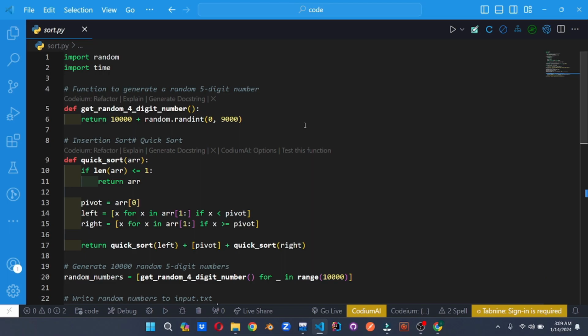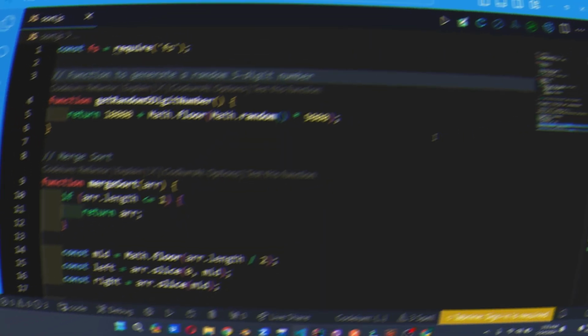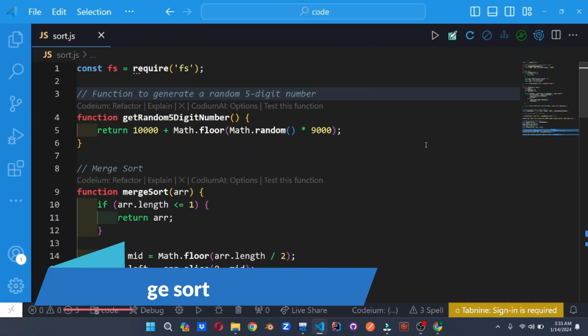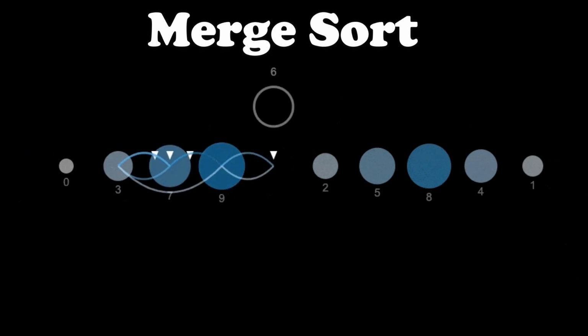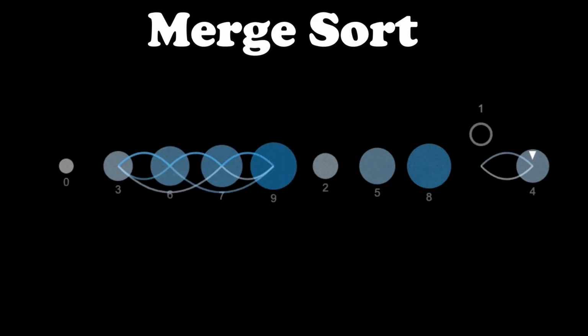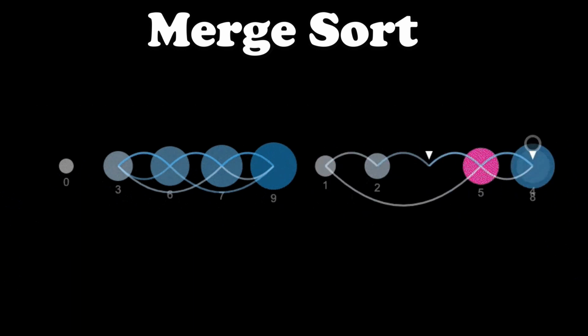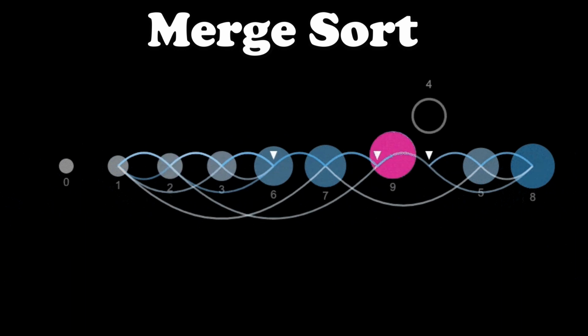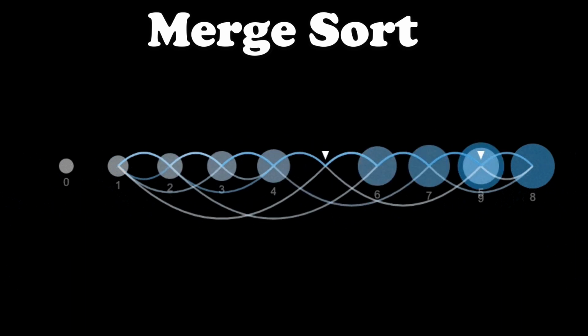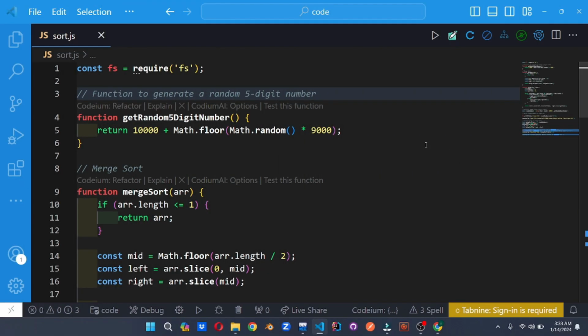Now let's pick up the pace and jump to our next algorithm. On number 5, we have merge sort. Merge sort is all about dividing and conquering too, but with a different approach. It breaks down the unsorted list into n sublists, each containing one element, and then gradually merges them back together. Let's dive right into the code and try to make sense out of this.